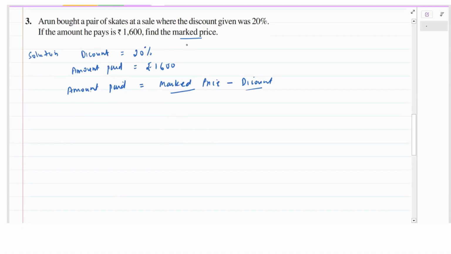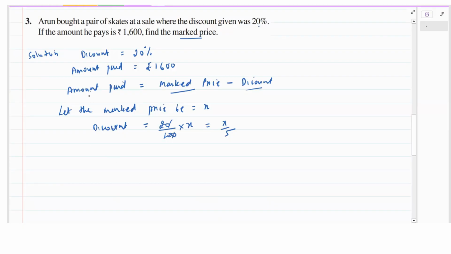Correct? Now let the mark price be X. If the mark price is X, we calculate discount on this, right? So what is the discount? 20% of mark price. So 20 upon 100 into X. This is how much? If we cancel, it is X by 5. Discount is X by 5.